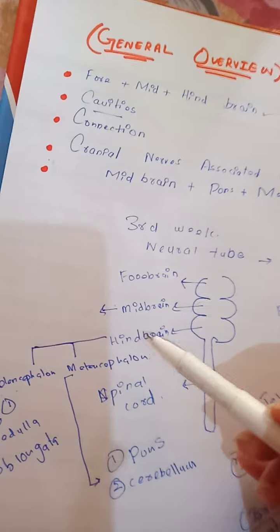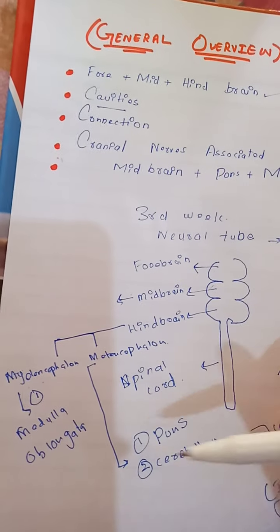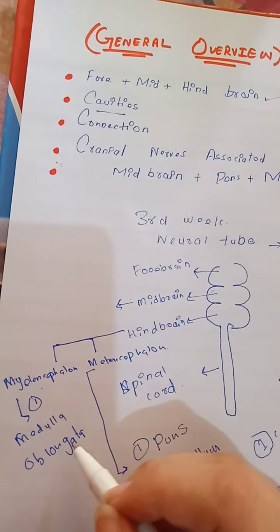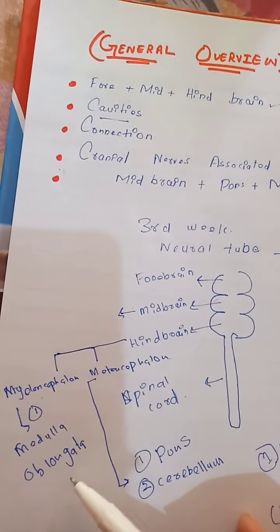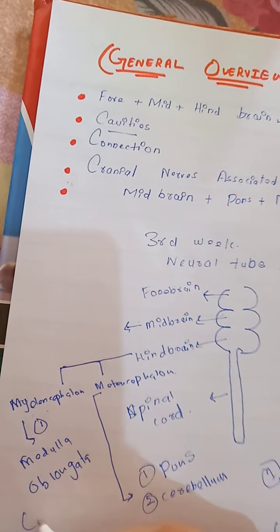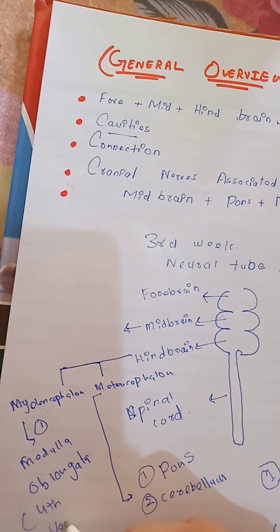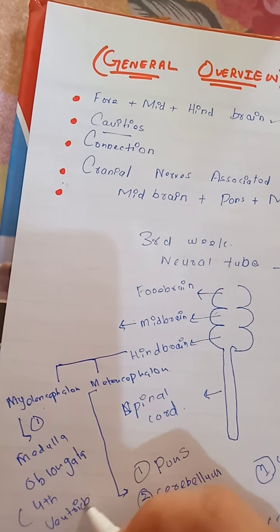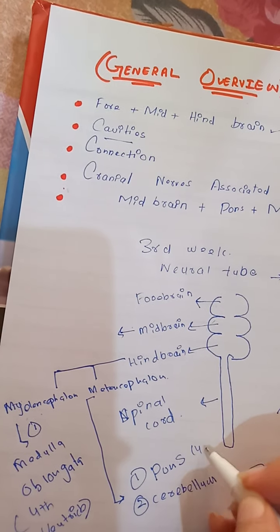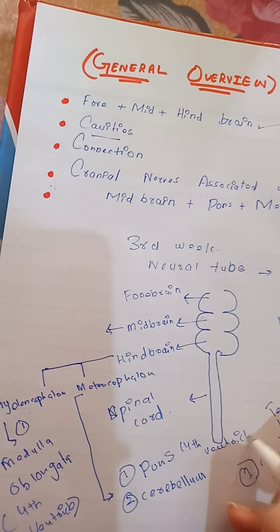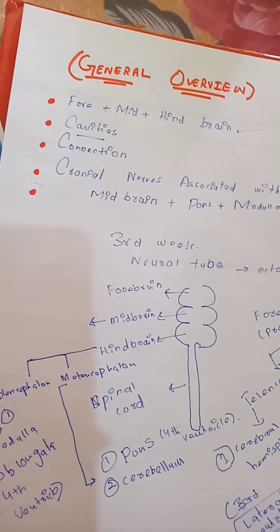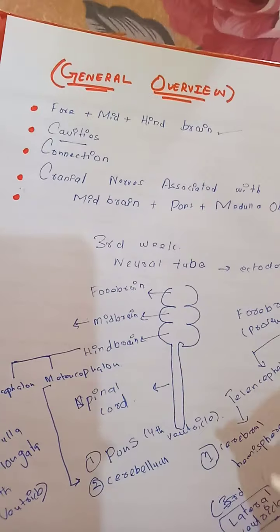And the cavity for the medulla oblongata is the fourth ventricle, as well as the cavity of the pons is also the fourth ventricle.